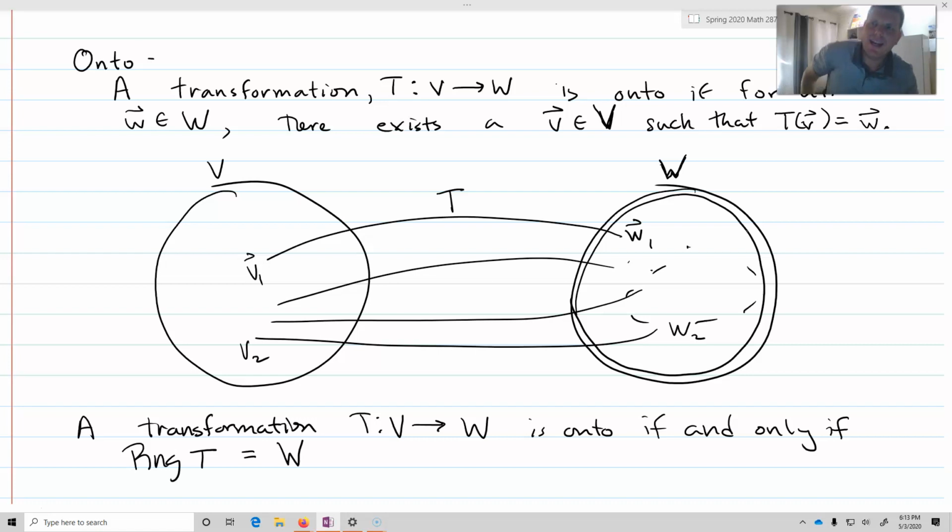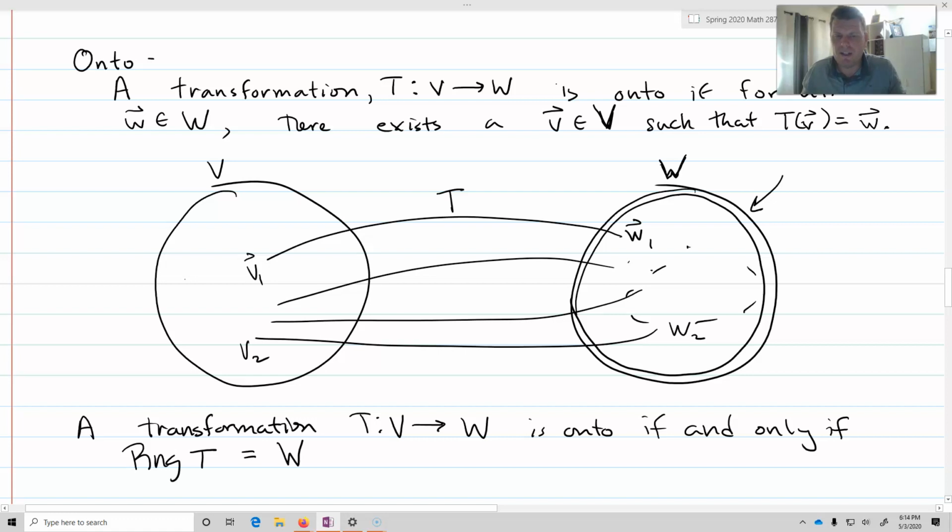Okay, so let's think about that again. I'm going to say that T is onto if every w in my codomain, my output space over here, will map backwards to a v. That's basically equivalent to saying that for every b belonging to W, Ax equals b actually has a solution. Or if A is the matrix for T, then all the column vectors of A span W. That's the idea.